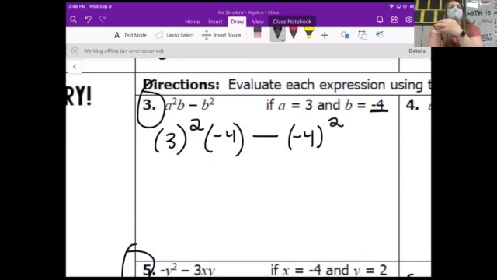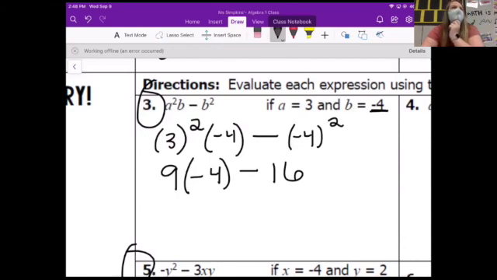Then we want to start following our order of operations. So we want to use exponents first. So the 3 is being squared. 3 times itself would be 9. We still are multiplying it by -4. We still have a minus sign. But I now have -4 times itself, which would be positive 16. Do I feel okay so far? Okay. If you're like super, I don't know what's going on, you got to let me know. I can't read your mind.